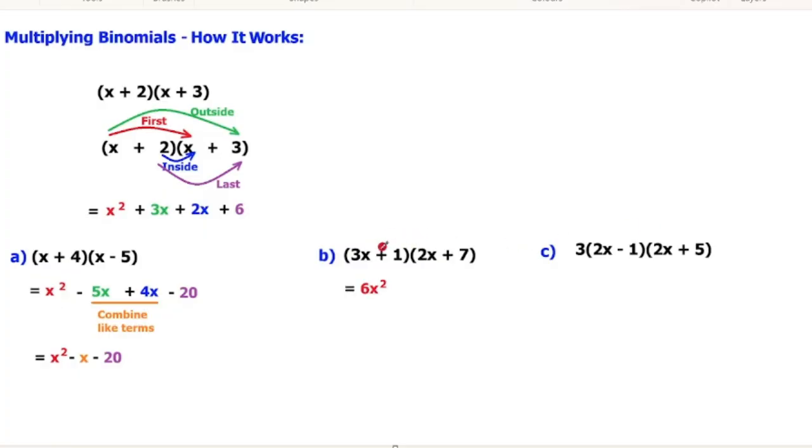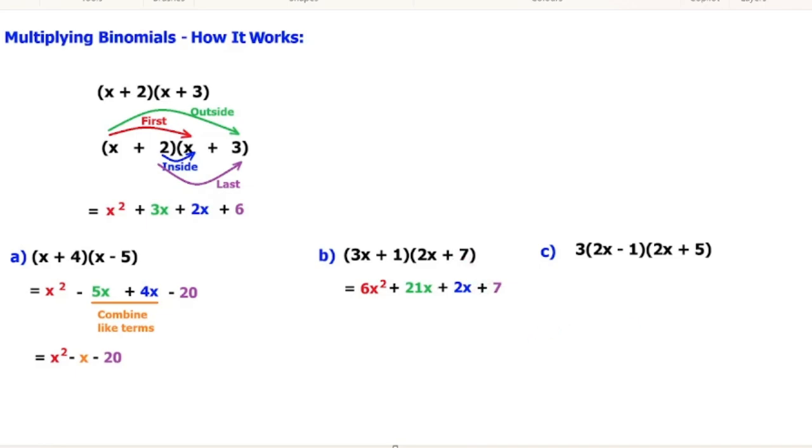So the next one, we multiply 3x times 2x. So 3 times 2 is 6. X times x is x squared. So it's 6x squared. Okay, now we're going to multiply the outside. So 7 times 3x. Okay, 7 times 3x is going to be 21x. Then we multiply our insides. So that's going to become 2x. Now we multiply our last term, which is 7 times 1, which equals plus 7.